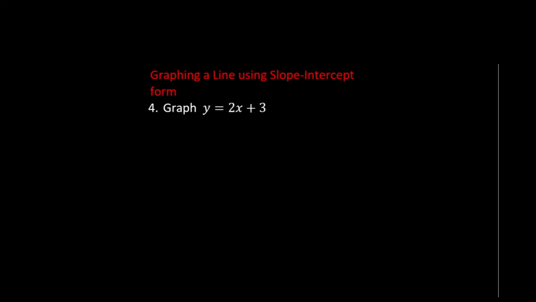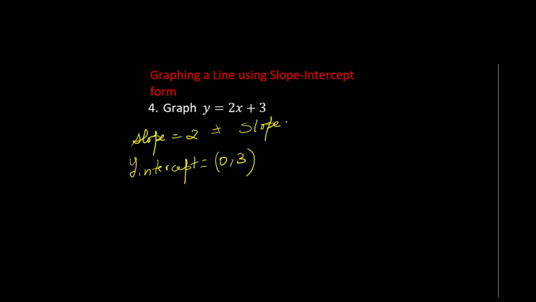Problem 4. Graph a line using slope-intercept form. Let's graph the equation y equals 2x plus 3. The slope is 2, and the y-intercept is the point 0, 3. Remember, slope means rise over run. In this case, the rise is 2 and the run is 1.